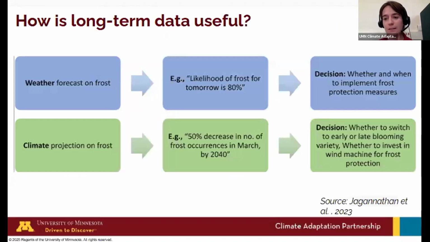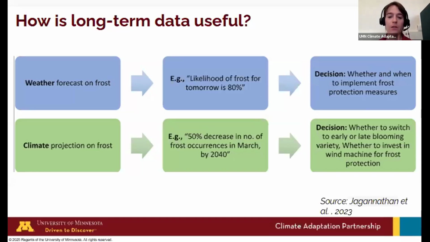So you might be asking, how is this climate data useful? I've grabbed this example from a paper talking about these issues with farmers in California who do tree crops. The example they used was looking at frost protection. For a traditional weather forecast, you might be wondering what it means for frost. That forecast would be able to tell you that the likelihood of frost for tomorrow is about 80%. So then it's quite easy to make a decision about whether or not you'll implement a frost protection measure tomorrow, like if you're going to put out the wind machines or apply some heat to those tree crops.